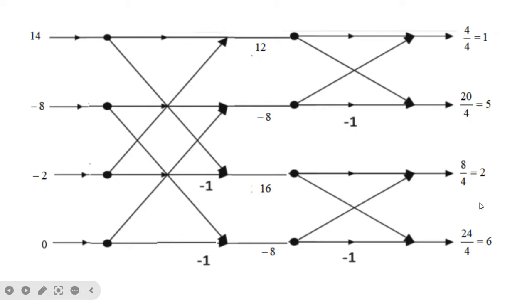Only at last we require to divide by the size of the signal, that is nothing but 4, to get back the original signal. So you try from your side how this calculation comes at the end. So initially 14 and minus 2 addition, minus 8 and 0 addition, then 14 minus 2 subtraction and minus 8 and 0 subtraction, we will get this value. Then again we require to do with respect to 12 and minus 8, first addition then subtraction, here first addition and then subtraction.